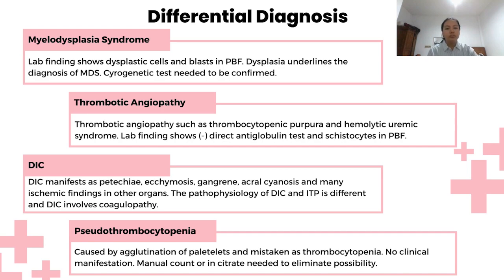Lastly, pseudothrombocytopenia, which is caused by agglutination of platelets and mistaken as thrombocytopenia in automatic cell counting. There is no clinical manifestation, but a manual count or a count in citrate is needed to eliminate the possibility.